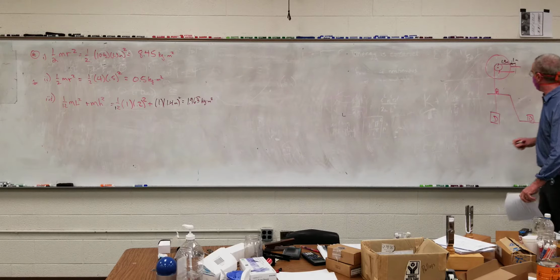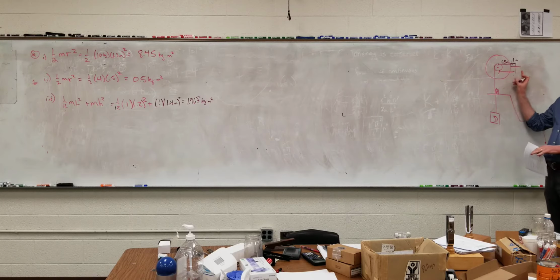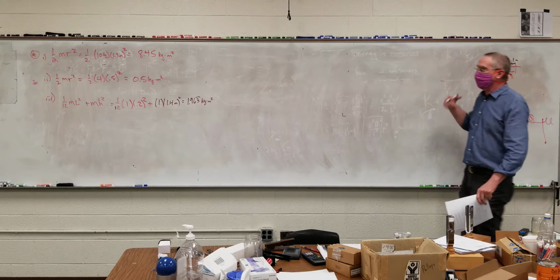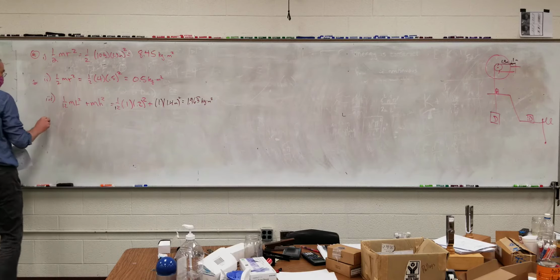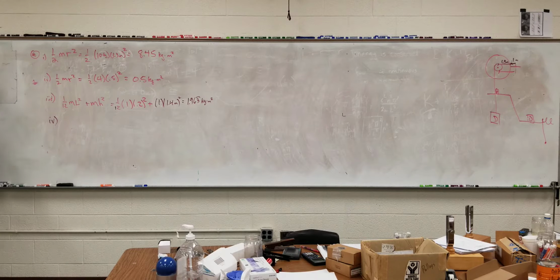So I have these 3 objects that are all rotating about the center: small disc, big disc, and this rod. The last question is, what's the total moment of inertia of the whole thing? Well, I've got the pieces, just add them up.